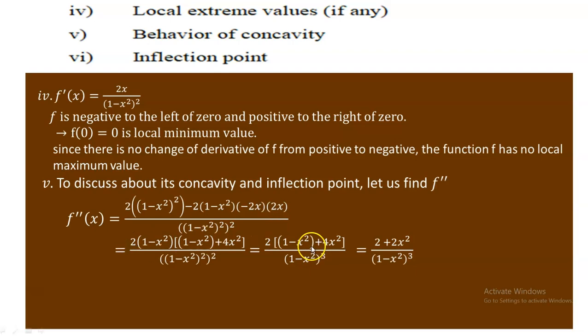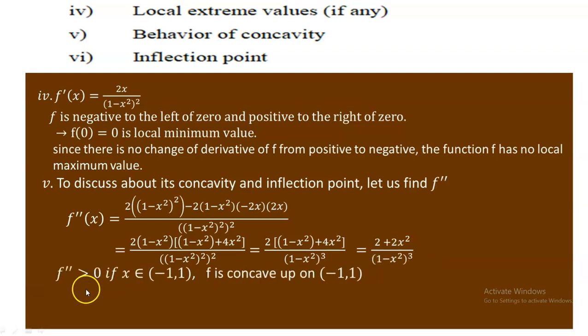Here it is. After simplifying this, 2 times 1 is 2, and this is minus 2x squared plus 4x squared, which makes 2x squared, and this is cubed. So clearly, as you see, this is always positive. This is always positive, so analysis is done on the denominator, right?